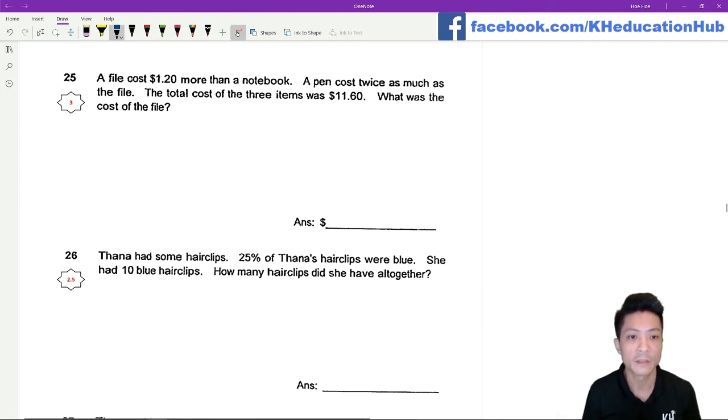Question 25. A file costs $1.20 more than a notebook. A pen costs twice as much as the file. The total cost of the three items is $11.60. What was the cost of the file? So we're gonna write down some statements.